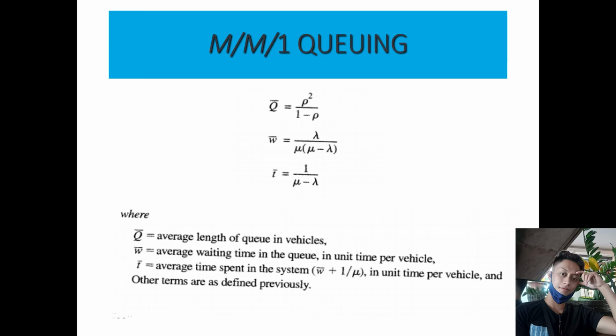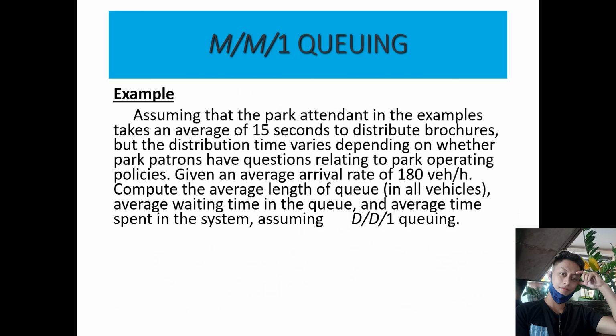Q is equal to the average length of queue in vehicles. So here's the formula. W is equal to the average waiting time in the queue in unit time per vehicle. T is equal to the average time spent in the system, W plus 1 over μ, in unit time per vehicle, and other terms are as defined previously. Here is an example again, and the solution.